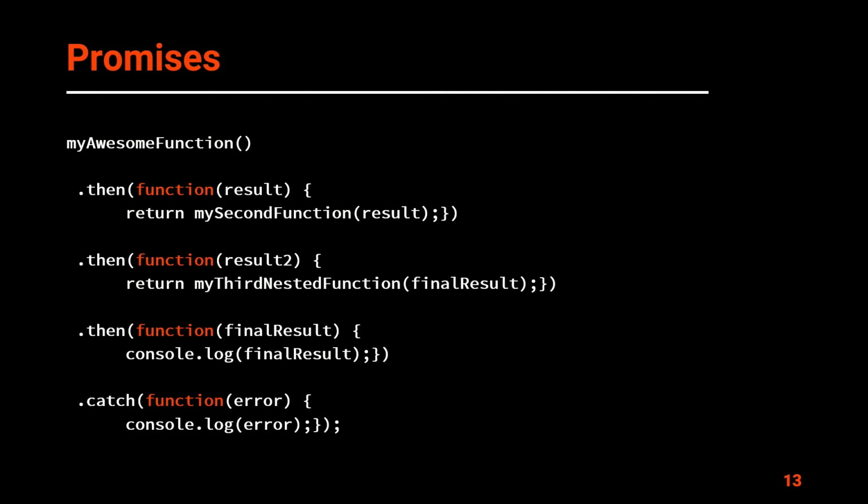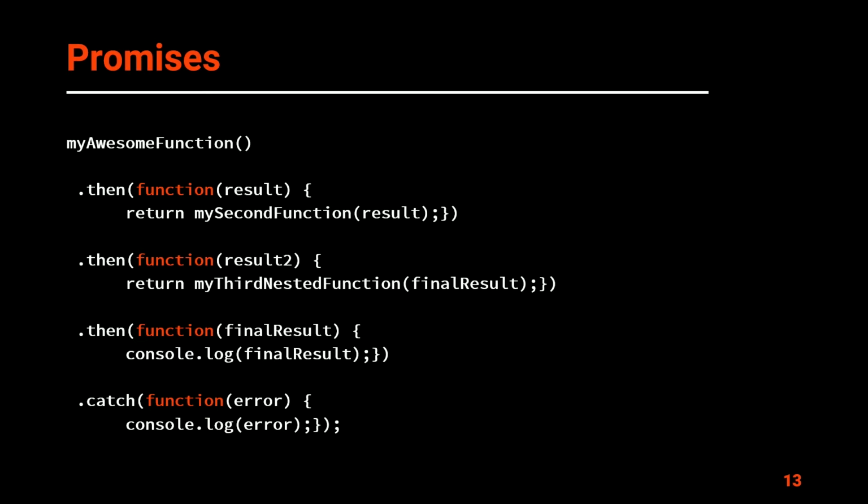And it would look basically something like this. So imagine we took our example out there and we said, well, we have our awesome function, and then what we're going to say is, well, take my awesome function, then run the function inside that, return my second function, then take that function, pass it through to my third nested function, then take that result and log that final result. So you can see here it's basically chaining on each of the nested functions. So it's saying my awesome function, then my second function, then my third nested function, and then take that final result and log it to the console.